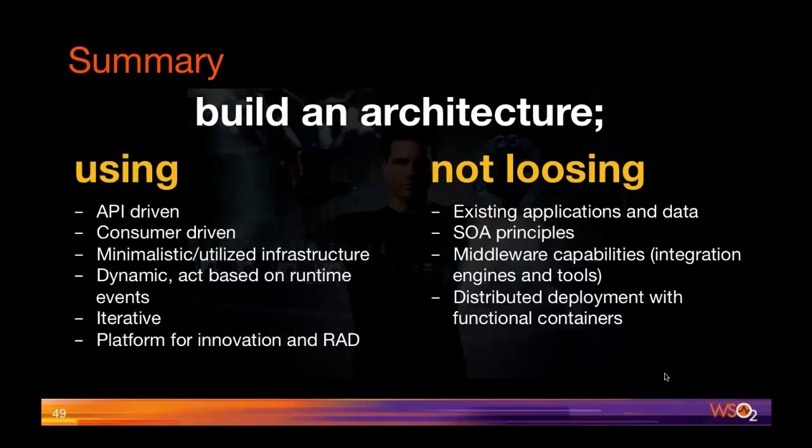Without losing the good stuff that we did with earlier architectures, like without losing the existing applications and data, because we still need them with the microservices architecture, and then good service-oriented architecture principles, and then the middleware capabilities like integration and tooling, we can use them a lot, and distributed deployment with functional containers. So those are the things that we should not lose by introducing the microservices architecture.